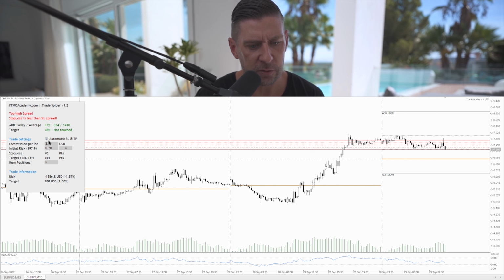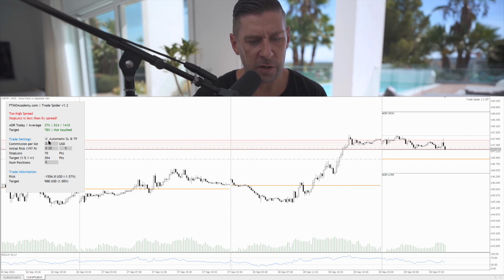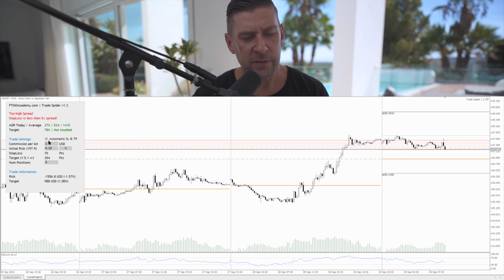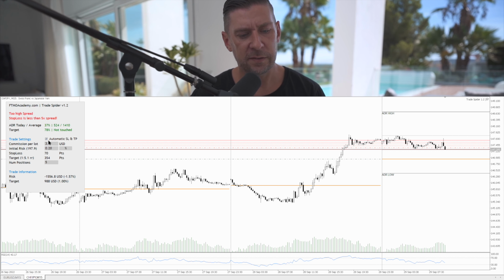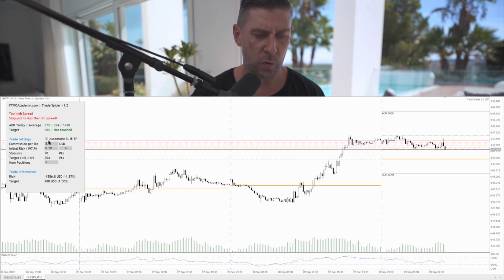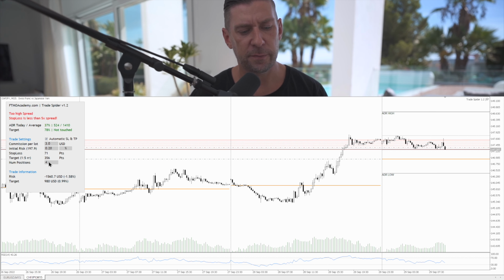And also in the panel here, you see commissions per lot, self-explanatory. It's how much it costs per lot to open a trade. Initial risk in combination with stop loss size and target. The risk to reward in this case is 1 to 5.1, which means that the target is 5.1 times bigger than the stop loss. But we have 5 positions in this specific trade.